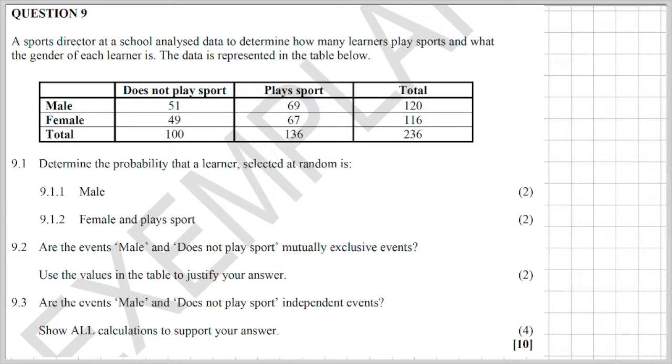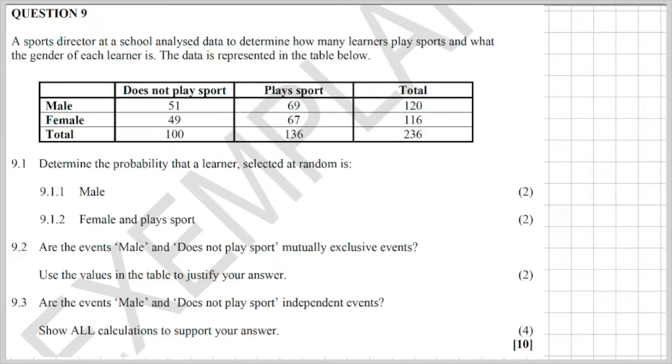So in other words, there are 120 males. Look at males total. Females, there's 160. How many students played sport? 136, I mean. Does not play sport is 100. Ooh, I did not see that there. Okay, so in other words, let's quickly look at question 9.1.